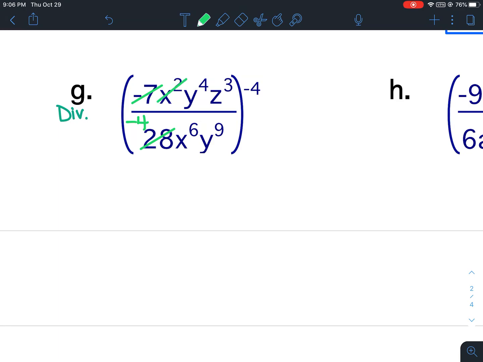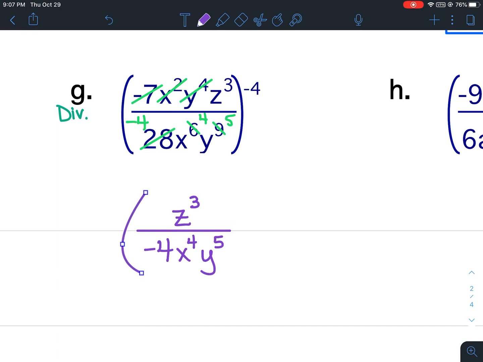Right, x to the 2nd has the smaller exponent. 6 minus 2 is 4. Y to the 4th has the smaller exponent. 9 minus 4 is 5. Divide, rewrite. Divide, rewrite. So the only thing left on top is e to the 3rd. On the bottom, we have negative 4, x to the 4th, y to the 5th. Now, I didn't move my negative out front because this isn't my final answer. Only on my final answer am I going to move that negative out front.